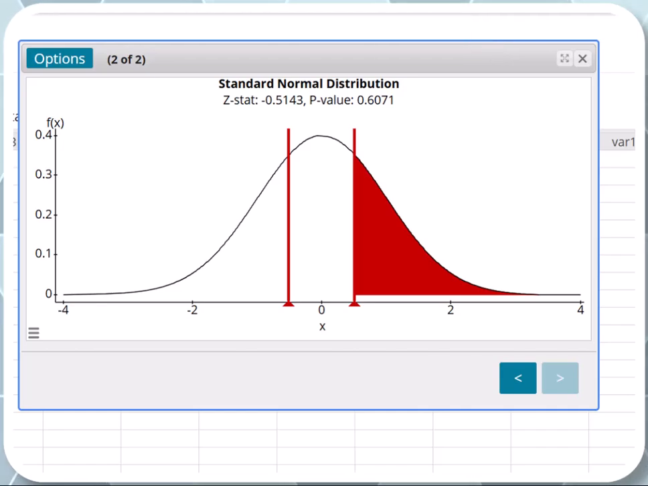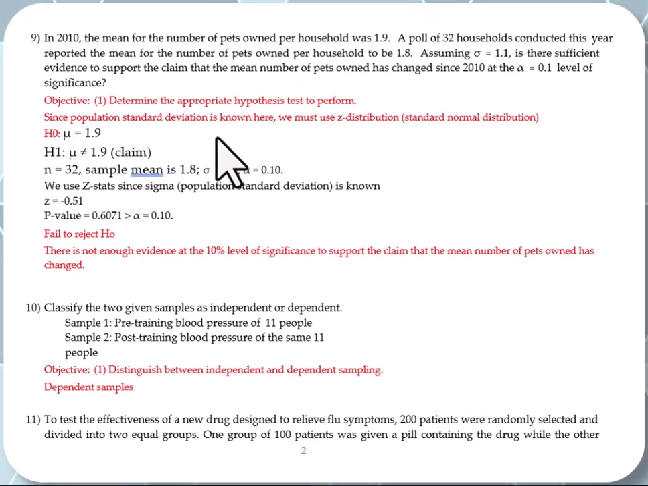Okay, so z is negative 0.51, step number 2. Step number 3, p-value is 0.6071, which is bigger than alpha, so we fail to reject H0. And guys, when you fail to reject the null hypothesis, you cannot support the claim if it is in H1. So we say there's not enough evidence at the 10% level of significance to support the claim that the mean number of pets owned has changed.